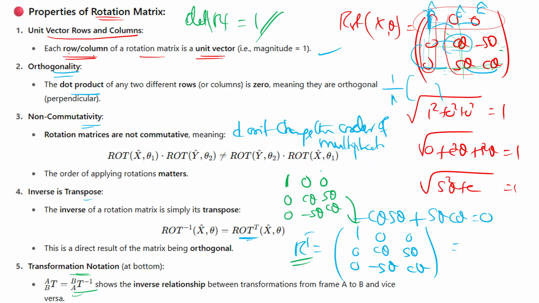So from this, what did we understand? If any matrix follows these properties, then that matrix is called a rotation matrix. What's the first property? Each row or column is a unit vector. Then it is orthogonal, that's why the dot product is 0. Then it is not commutative. Then the inverse is equivalent to the transpose of the matrix, so taking the inverse is much simpler here. And you can change the order of the frame by taking the inverse of it. Then the determinant of the rotation matrix is 1. Any matrix that follows these properties is called a rotation matrix.